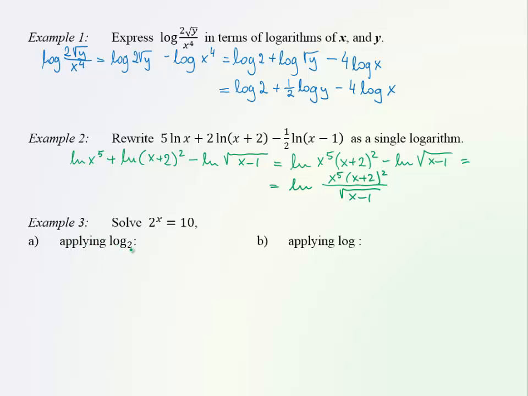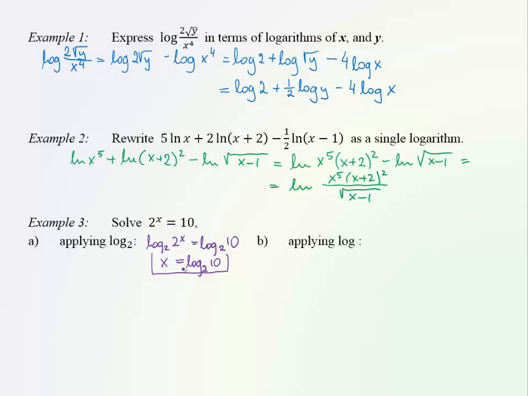First, applying log with base 2 to both sides of the equation. We can always do that because logs are one-to-one functions. So this statement and the statement log base 2 of 2 to the x equals log base 2 of 10 are equivalent. However, in log base 2 of 2 to the x, this 2 annihilates the log 2 and we are left with just x. Therefore, we actually solved for x. x is equal to log base 2 of 10. Well, this is the exact solution.